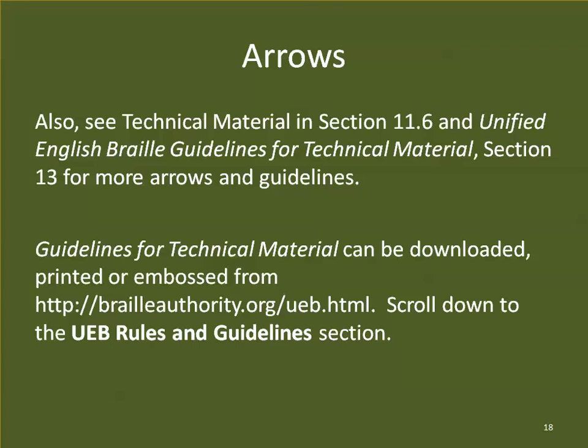There's also the other volume that deals with technical material that we don't want to completely ignore, even if we're done with users. That's still part of the UEB code. So there are some things in there, such as arrows, that you will want to take a look at. That volume, Guidelines for Technical Material, can be downloaded. You can print it out if you like or emboss it in hard copy from the BANA website, brailleauthority.org. Scroll down to where you see the section UEB Rules and Guidelines, and you'll see the link there.